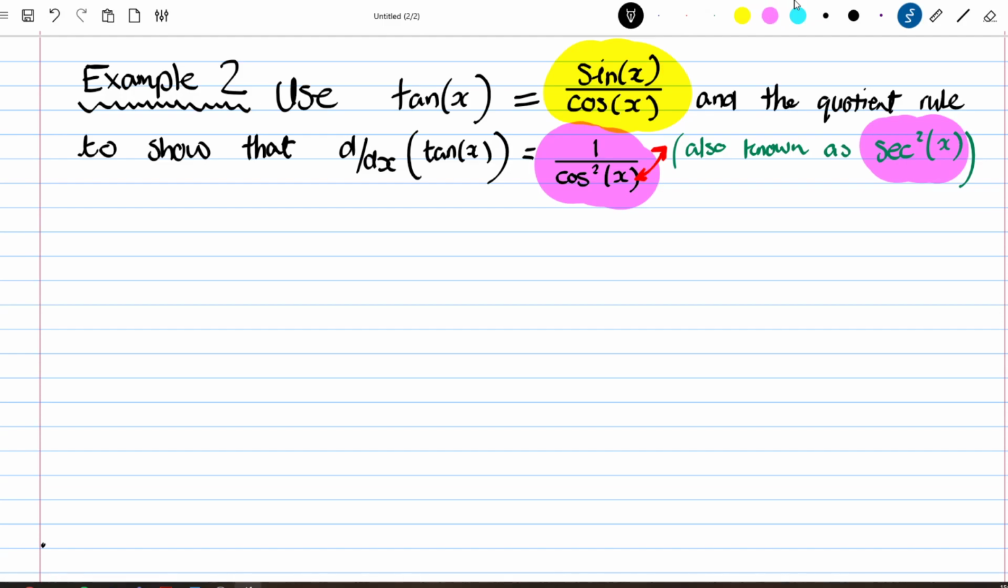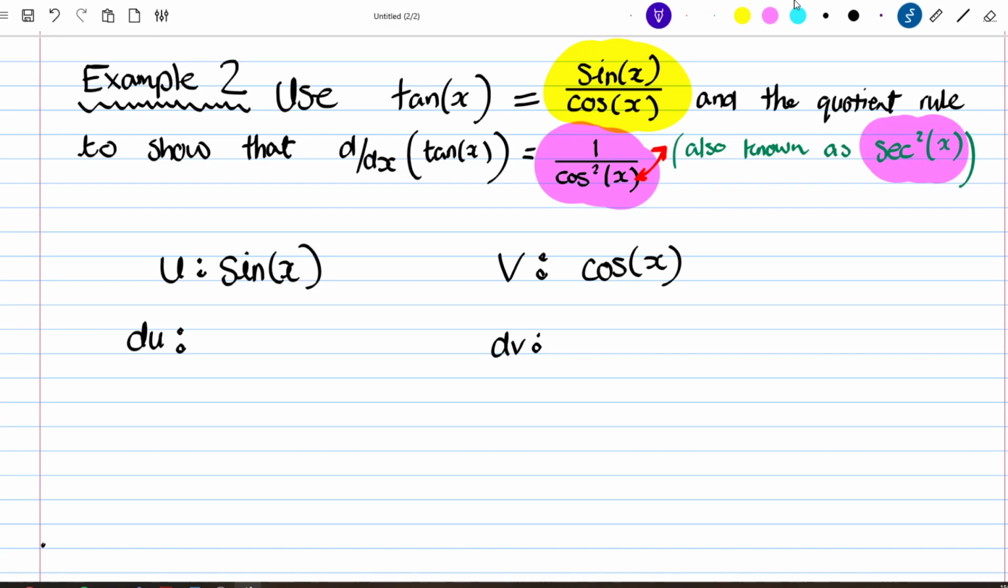Now, let's set up our problem. We have u as our top function, which is sine x in this case, and we've got v as our bottom function, which is cos x. If I differentiate sine, I should get cos, and if I differentiate cos, I should get minus sine.